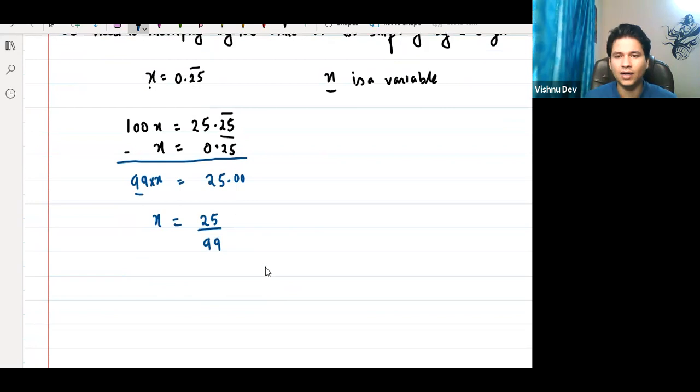Everyone got this clear? Concept clear हो गया सबका? Tell me, concept clear हो गया? हाँ या ना? Is your concept cleared? Tell me.